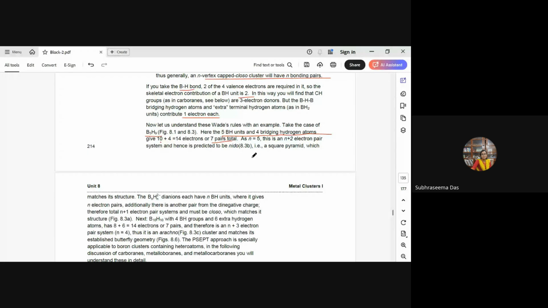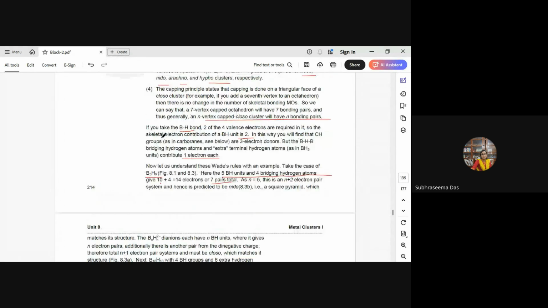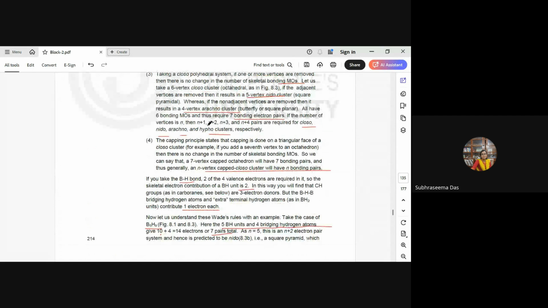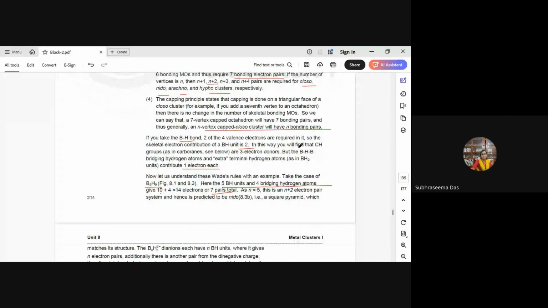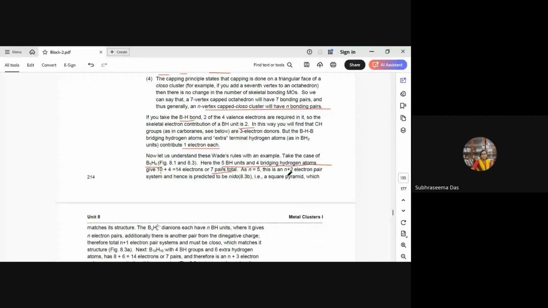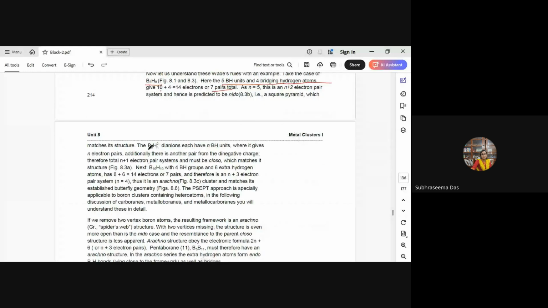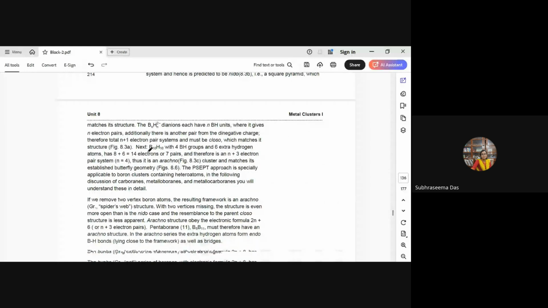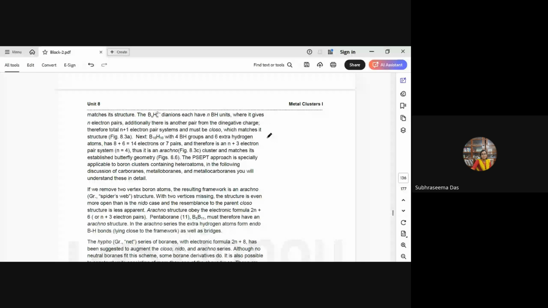Now here we have to find n. So n is equal to 5, since boron is present 5 times. So n is 5 and we have 7 pairs. So this is an n plus 2 electron pair count. And here we have studied that if it is n plus 2, then it forms the nido structure. It is a square pyramid, which matches its structure. So this is how we calculate using Wade's rules.